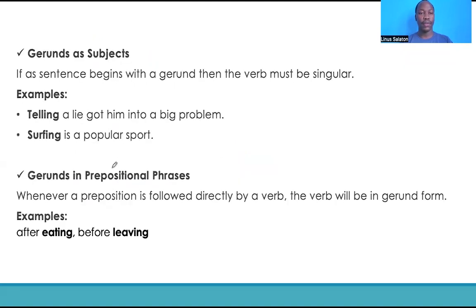Then you could have gerunds acting as subjects of sentences. They will begin a sentence, and the verb attached to that gerund must be singular. For example, "Telling a lie got him into a big problem." You don't say "telling a lie got them into a big problem." Or you could have "Surfing is a popular sport." Surfing, the gerund, takes a singular verb form.